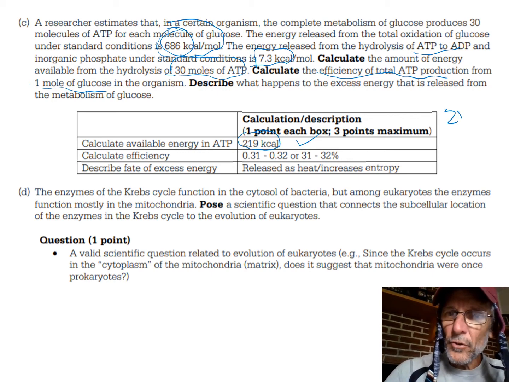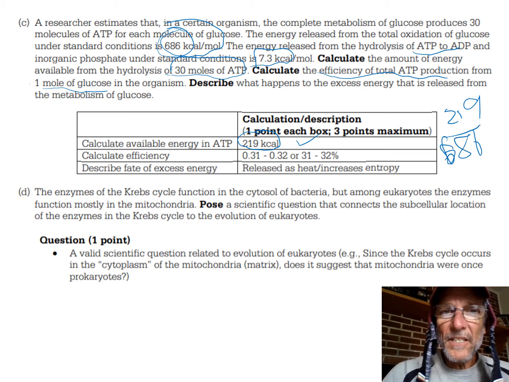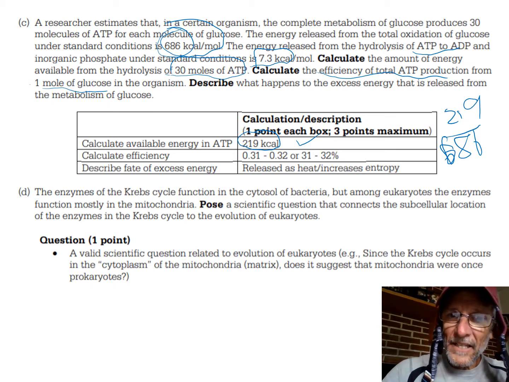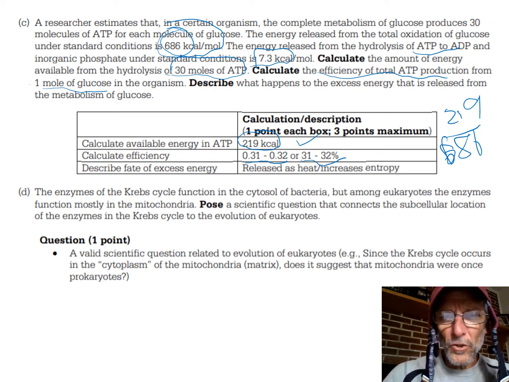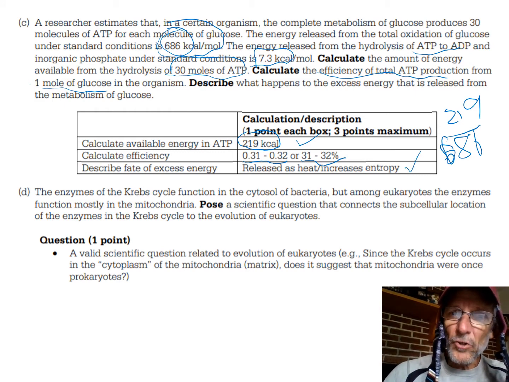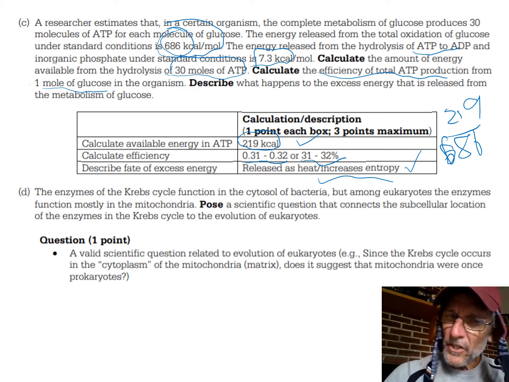219 out of a possible 686, right? That's a 0.32 in decimal form, or that in percent form, as a measure of efficiency, right? What happened to the other 68% of it? It was released as heat energy or increased entropy disorder. You could have said either one of those. Okay. This one you could have a lot of things.